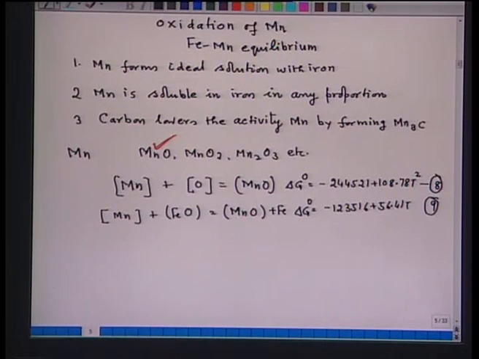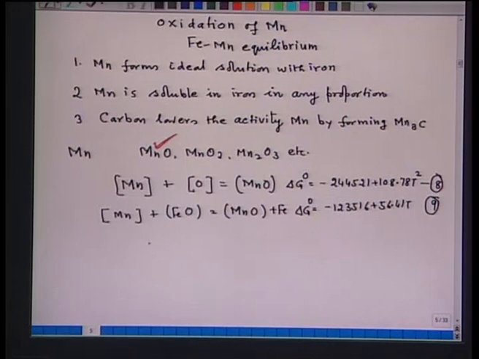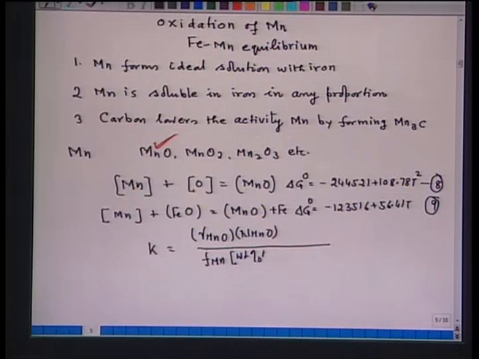But let us consider the equation 9 and we write down the value of K, that is equal to gamma MnO into N MnO upon F Mn into weight percent Mn into gamma FeO into N FeO. Now, here what we have done, we have assumed the activity of iron, which is pure, to be equal to 1, that is the one assumption there.